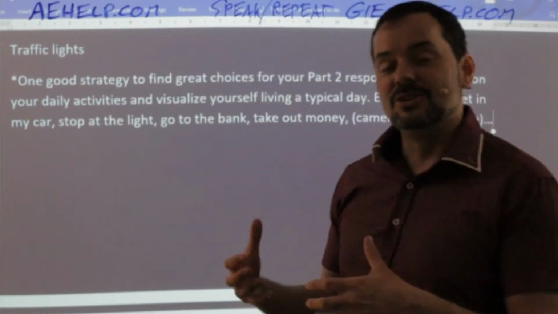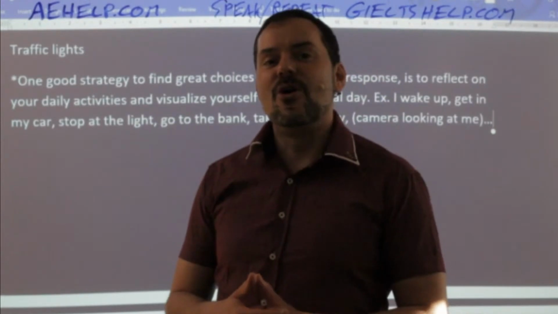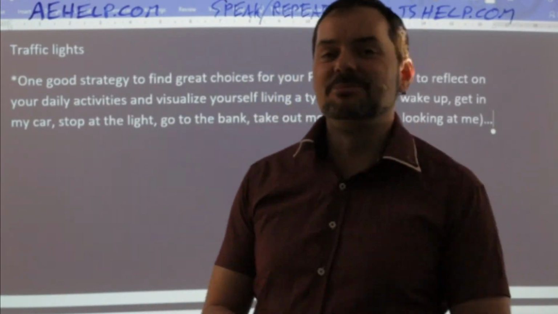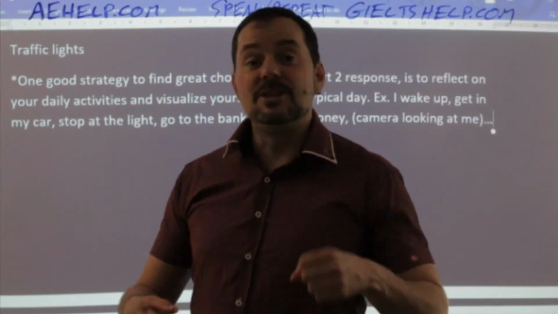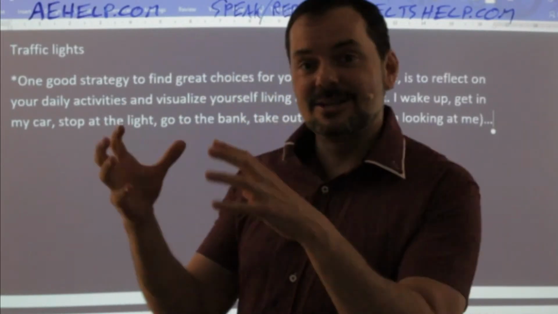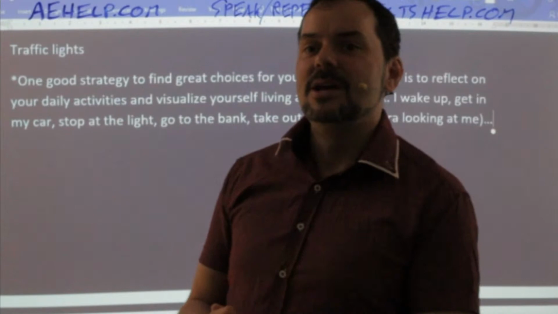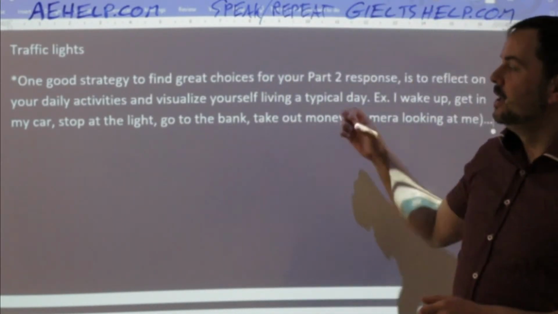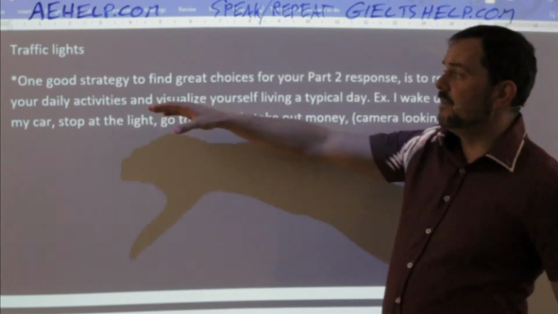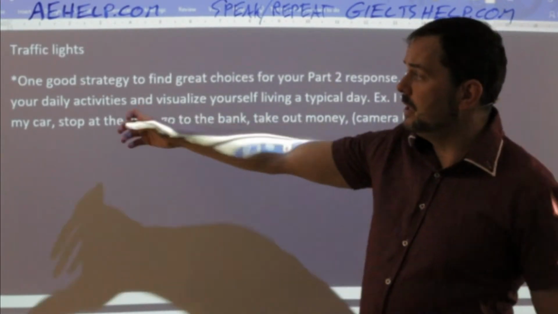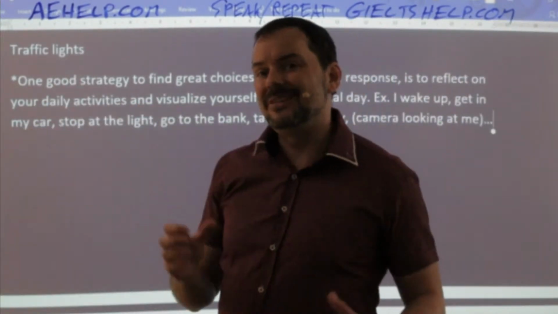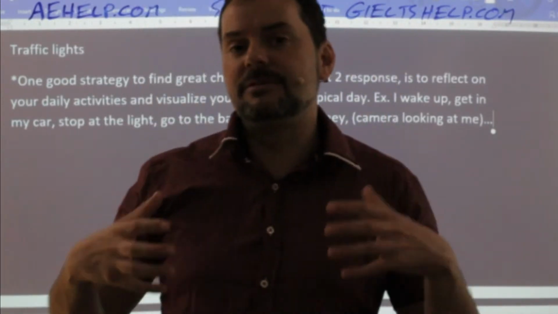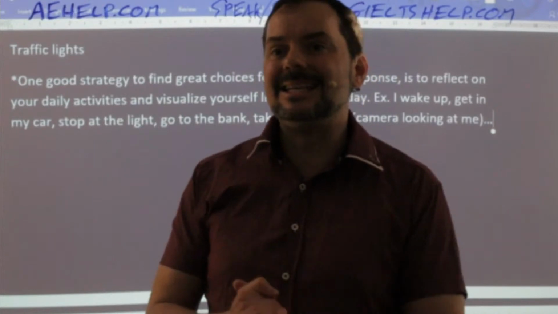And then you get into your car, and in your car you have your brakes and your emergency brake. Those are objects that help to control society. Then you stop at a red light. The lights control society. So there are lots and lots of different objects that help to control society. One way that you can find a lot of those is just by visualizing and reflecting on what you experience in a day.